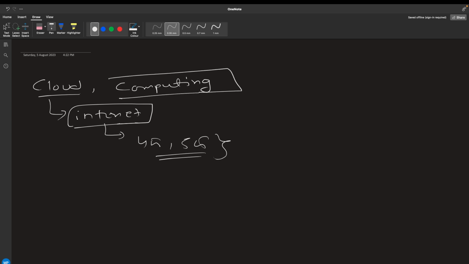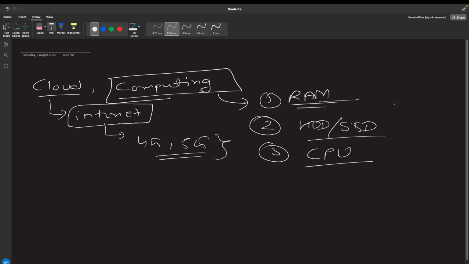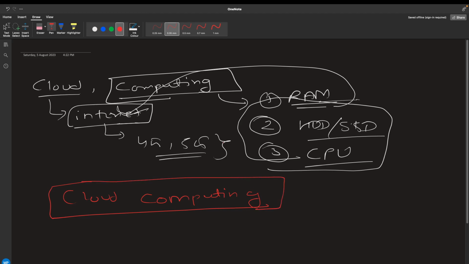If we are accessing computing resources, what are the computing resources? One is RAM, also known as memory. The second is storage, which can be HDD or SSD. The third is CPU. These are the main components of a computer system. If we are accessing these resources over the internet, this concept is known as cloud computing.